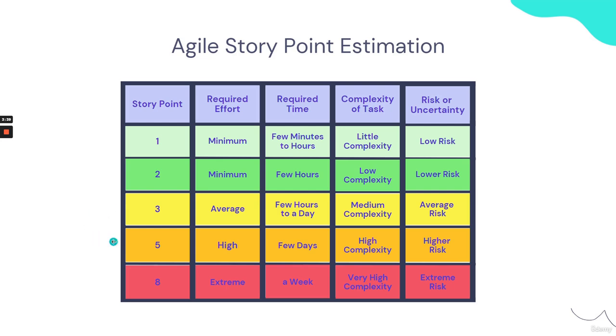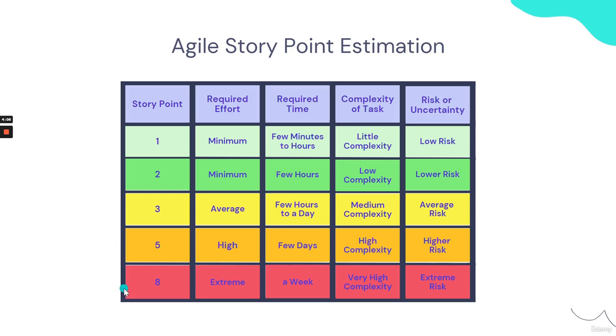A story point of 5 is of high complexity and required effort, takes about a few days, and is above average or higher risk. A story point of 5 could be something like a critical component or functionality, such as the login page or the login feature, where the username and password are being developed.